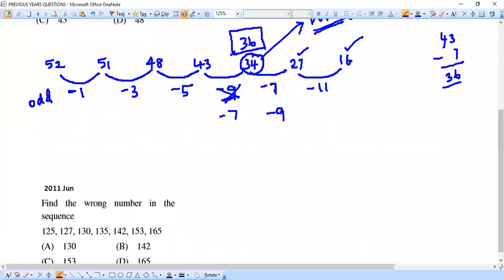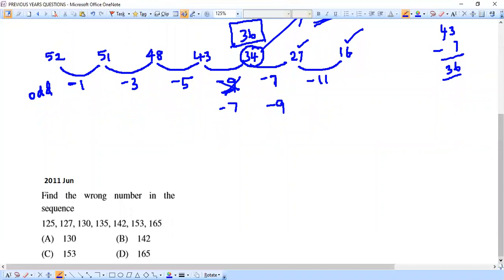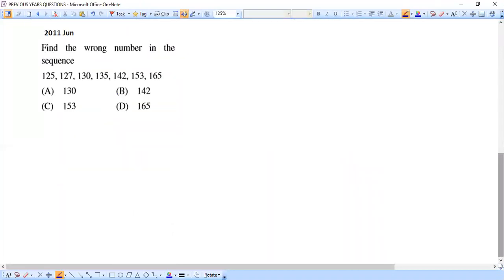We have one more question. So the second question is from 2011 June. That is again a question from this kind of odd man out only. I'll number this question number 2. Find the wrong number in the given sequence. So we have again some numbers here. I will take down the numbers first.